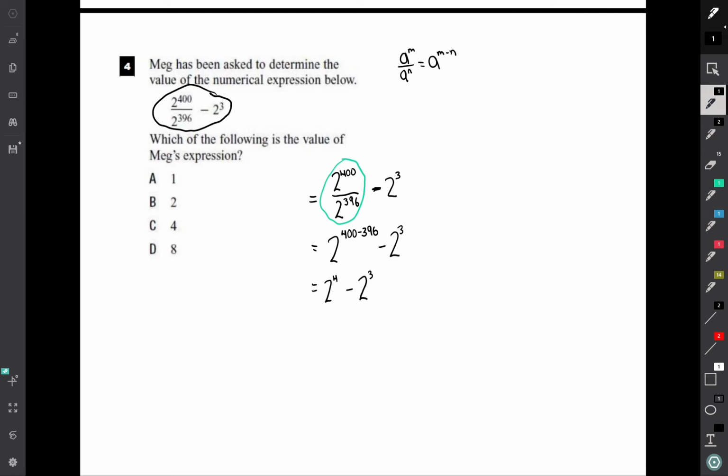Here's where some of you may have made a mistake. There is no exponent law for subtracting exponents of the same base. Remember what exponents mean: they mean multiplication. So there is no exponent law that would simplify this expression.